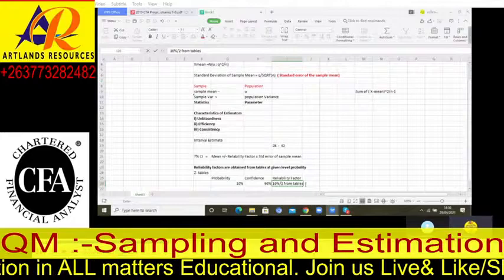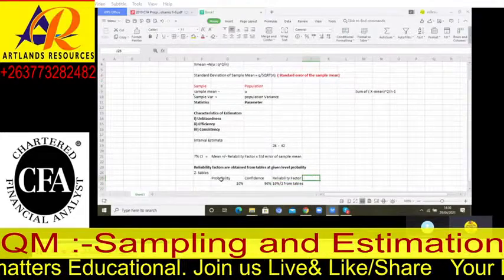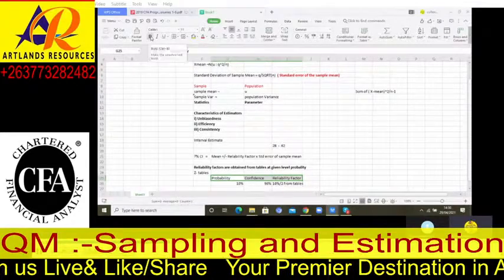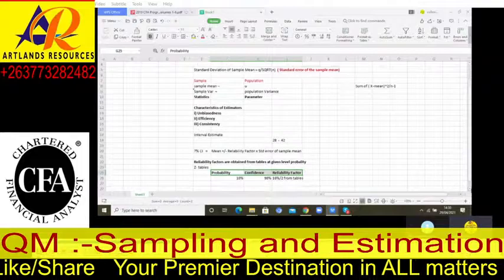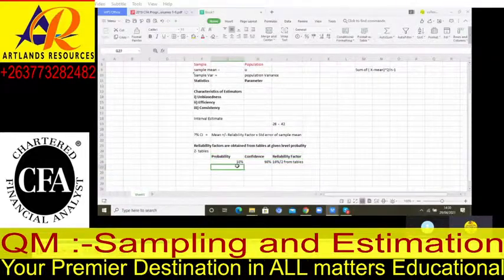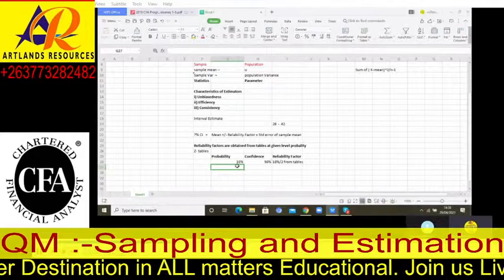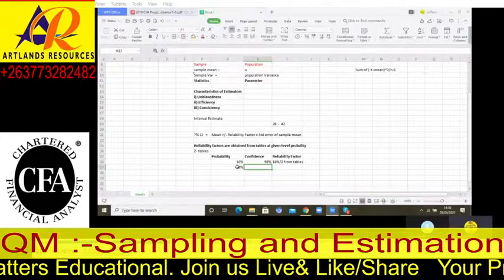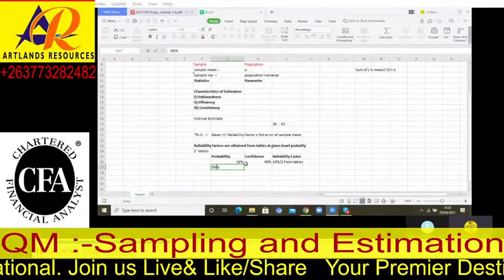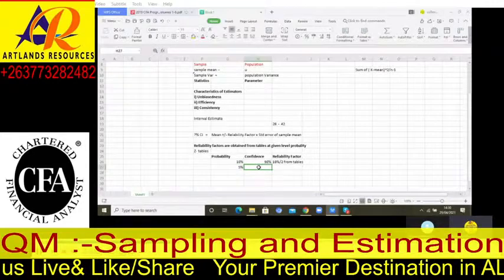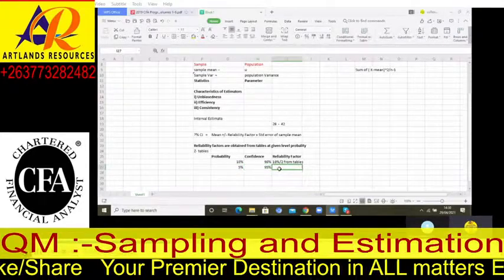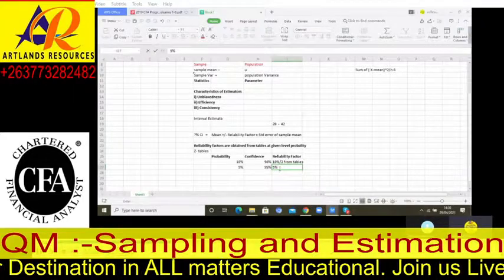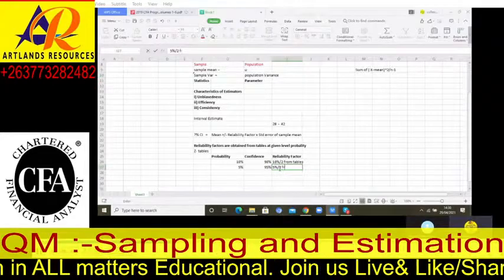Why over 2? It's because the confidence level has got an upper end and a lower end, so you need both ends of the confidence interval. That is why we divide probability by 2. In the tables, it is denoted as alpha. So if we want a 95% confidence interval, the probability is 5%, and you look up the reliability factor at 5% over 2 from tables.